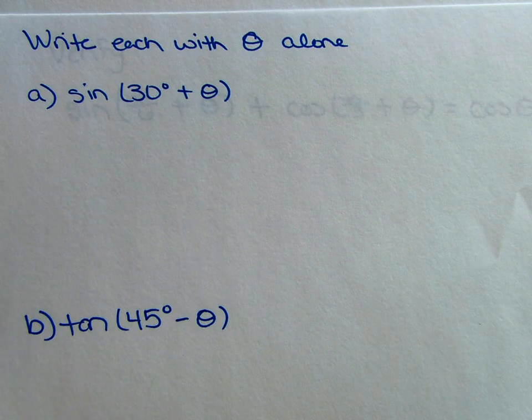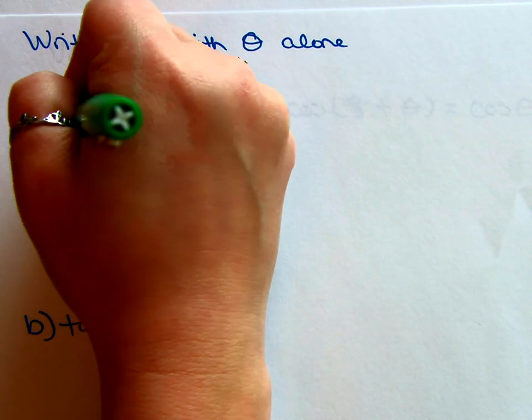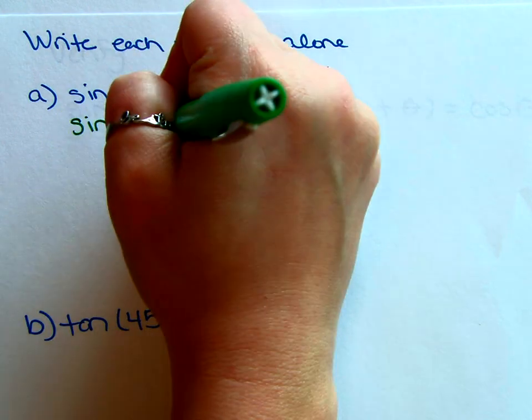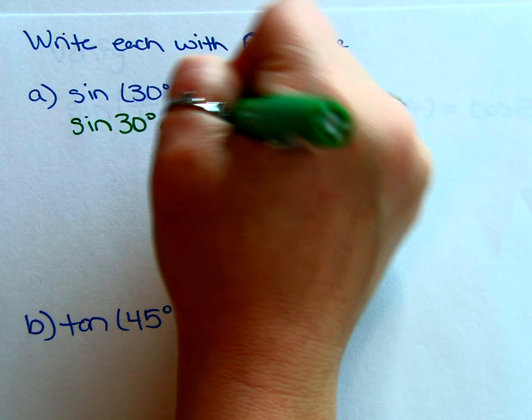Write each with theta alone. Well, we have sine of 30 degrees plus theta. So this is a sine of sums. So we're going to expand it using that identity. Sine of sums expanded will give me sine of 30 degrees cosine of theta plus cosine of 30 degrees sine of theta.